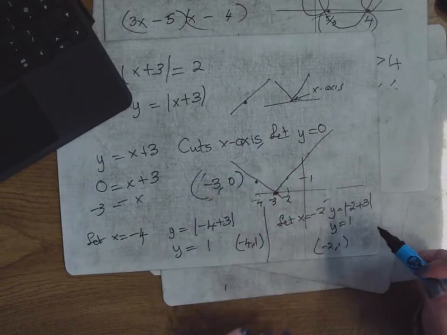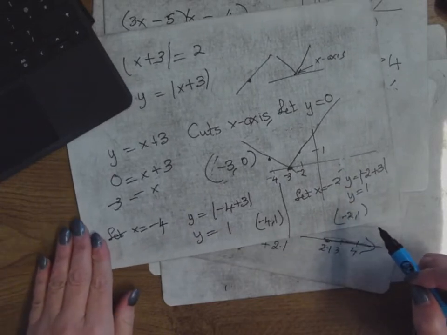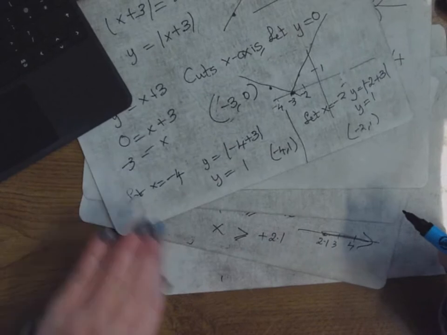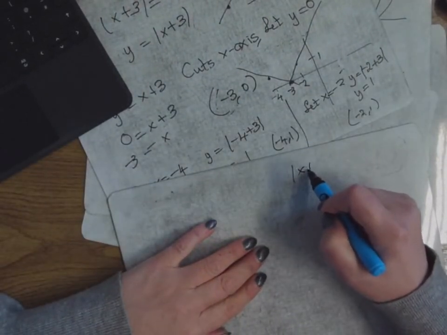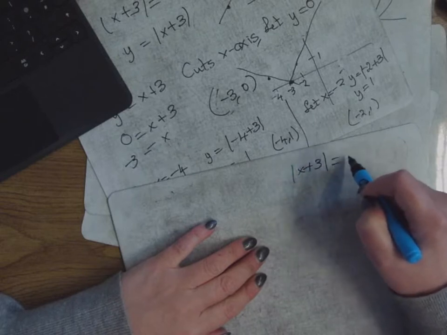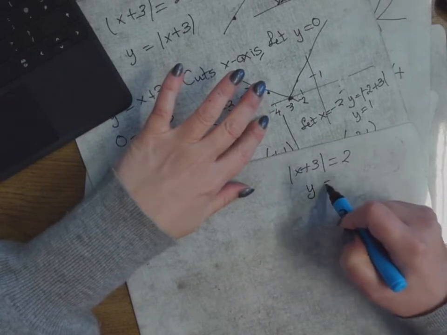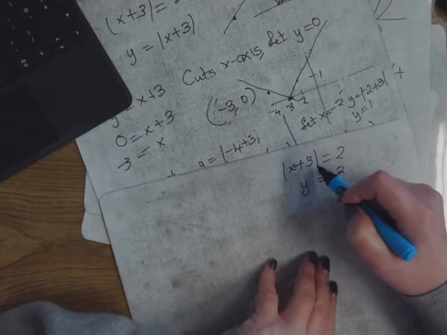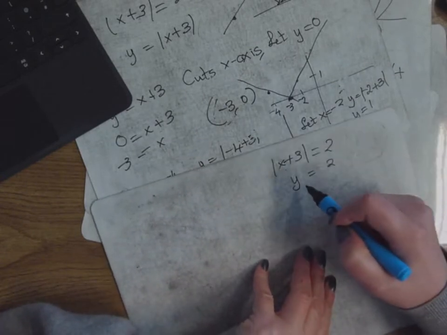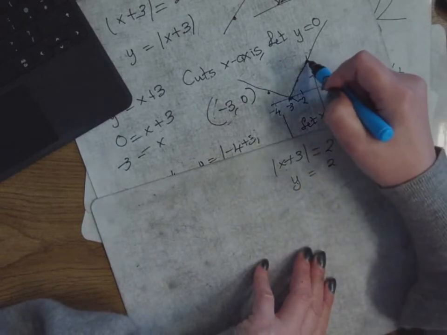What's that 2 there? Oh, yeah, I haven't finished answering the question yet. So the question was, where does the modulus of x plus 3 equal 2? Agreed? I've just drawn that, so that is f of x, or y. That's the graph. Where does y equal 2? So I go to 2 on the y-axis, and I draw a line across.